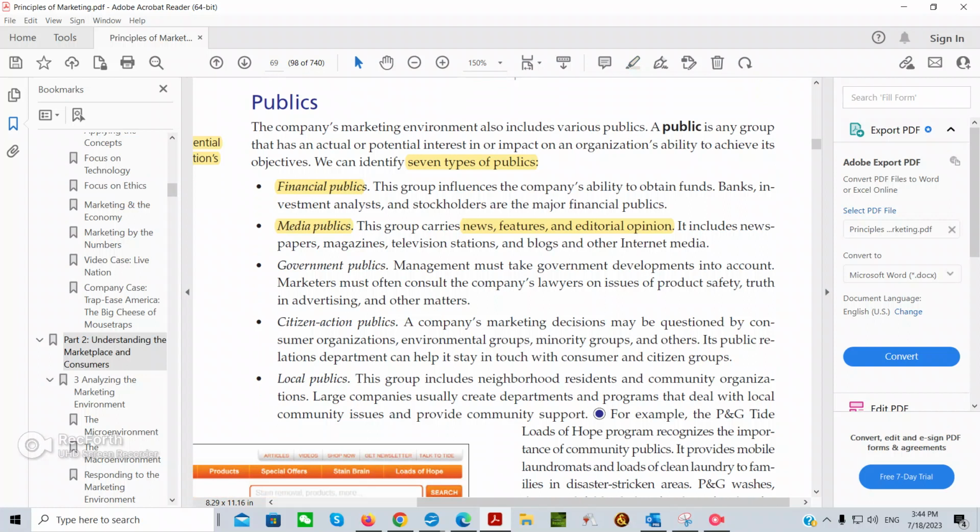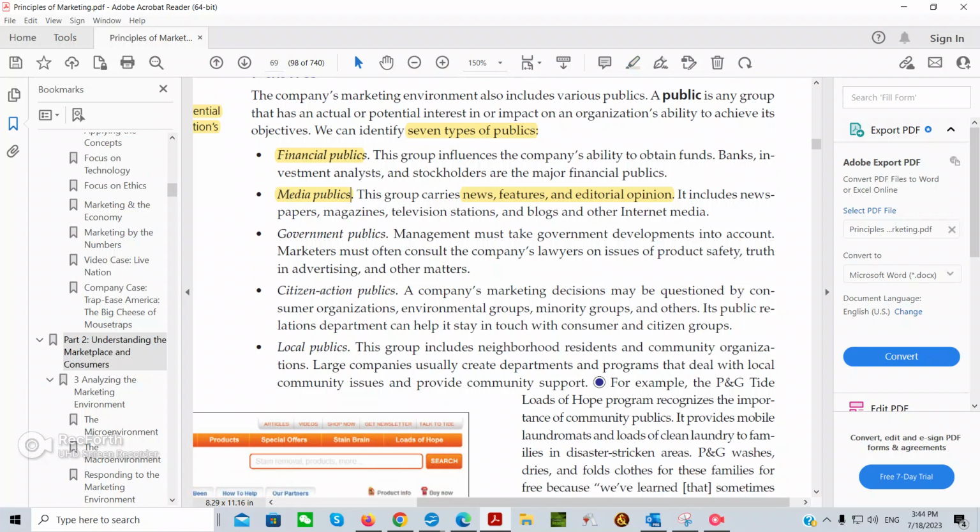I remember something from the publishing of this book. This is 2012. So in 11 years, things have changed. But this is the general idea that we're getting through just to get a general understanding before we get into more specific aspects. Now, with government publics, management must take government developments into account. Marketers must often consult the company's lawyers on issues of product safety, truth in advertising, and other matters.